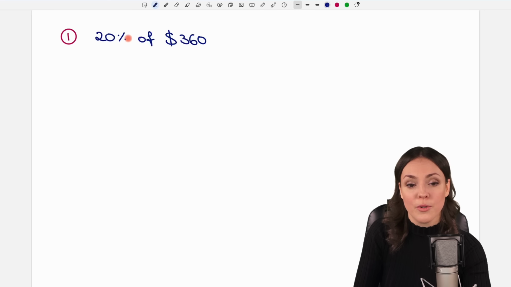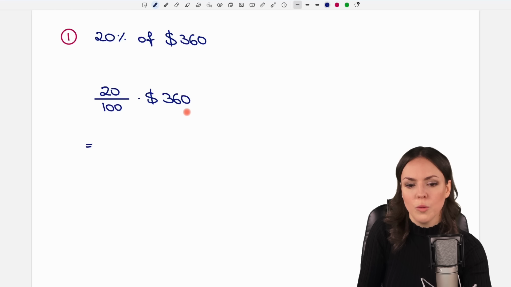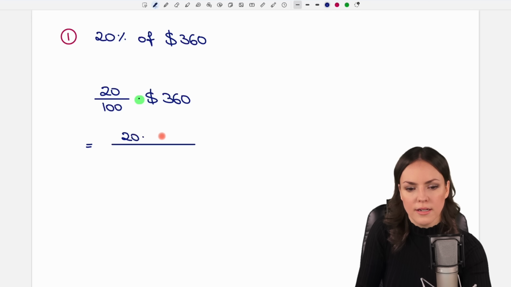So we take the 20% and write it as a fraction. 20 is the number we take, and percent stands for divide by 100. So percent is percent. And now we just have to multiply this fraction by the number here. So just multiply it by $360. And this is all we have to calculate. We want to multiply this fraction by this number. We can do it by just multiplying the 20 by this number. So 20 times $360, and then divide it by the 100.